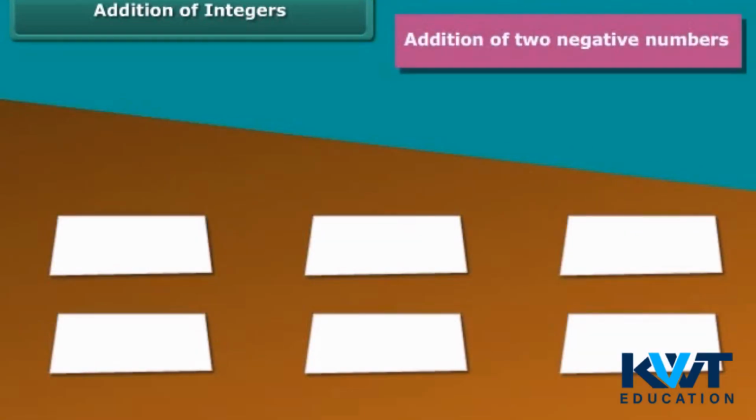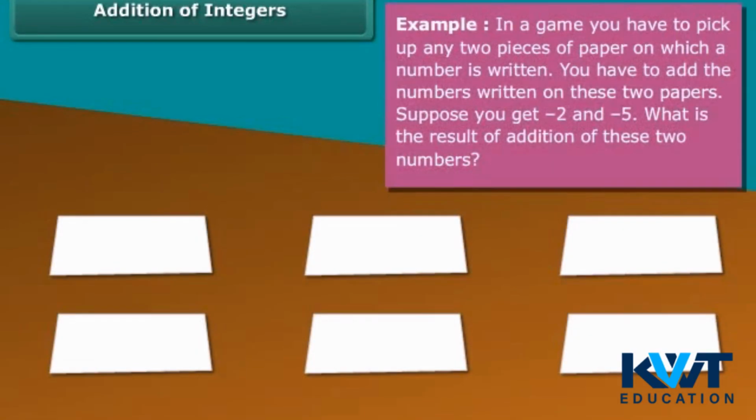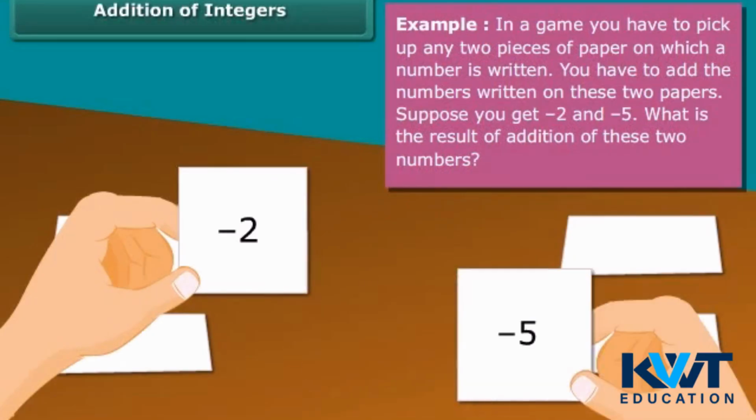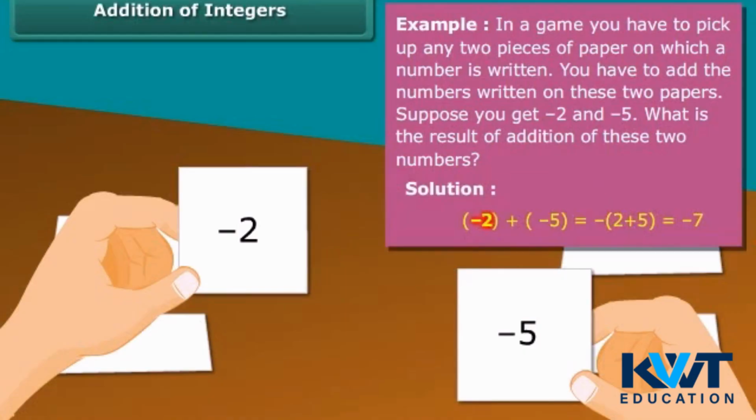Addition of two negative numbers. Example. In a game, you have to pick up any 2 pieces of paper on which a number is written. You have to add the numbers written on these 2 papers. Suppose you get -2 and -5. What is the result of addition of these 2 numbers? -2 plus -5 is equal to -2 plus -5, which equals -7.